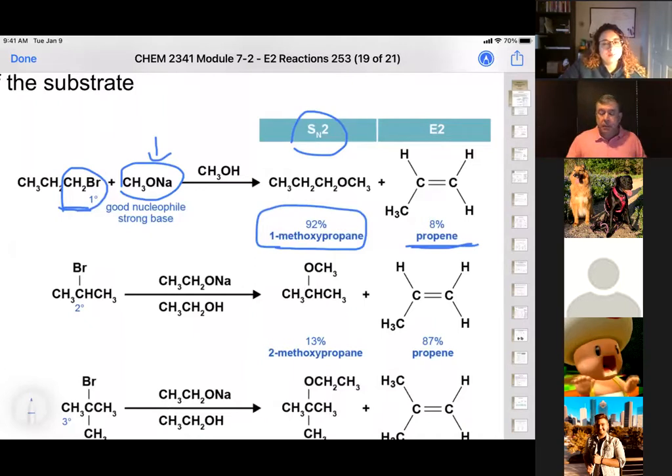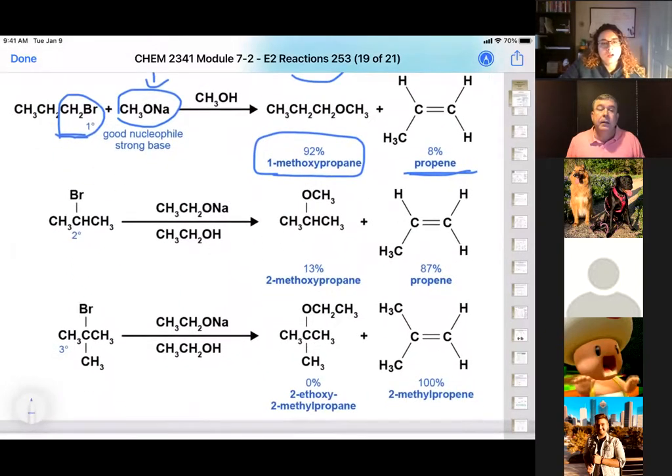Now, let's compare that to going to a secondary. When we go to a secondary, now we have two methyl groups that are blocking that attack from the opposite side of the bromine right here. And remember, they have to be able to flip over in the SN2 reaction and invert there. So we now have two methyl groups that are interfering with that nucleophilic attack. That makes that attack slower than the elimination product, okay? So if it's slower than the elimination product, it's going to be the minor product because of that steric demand, okay?